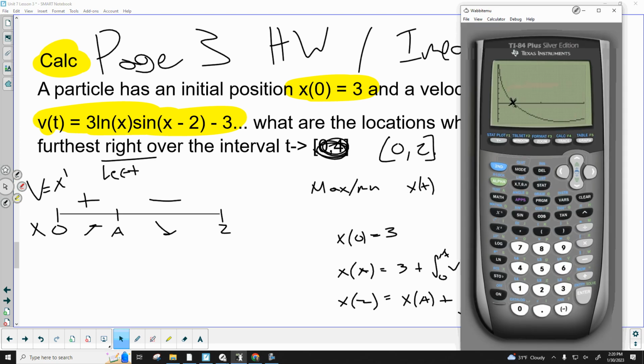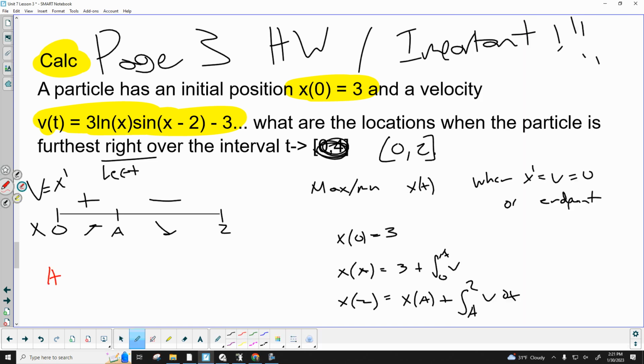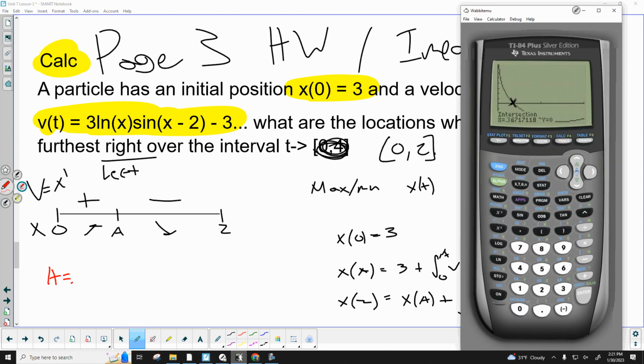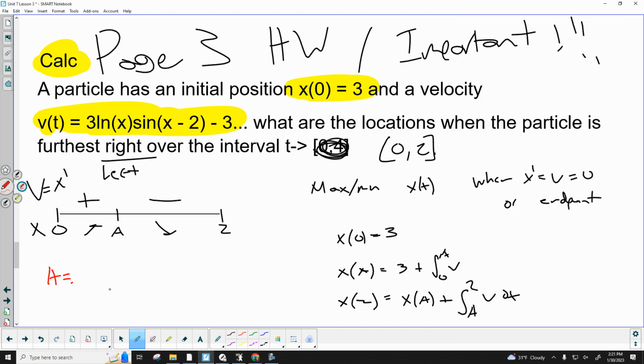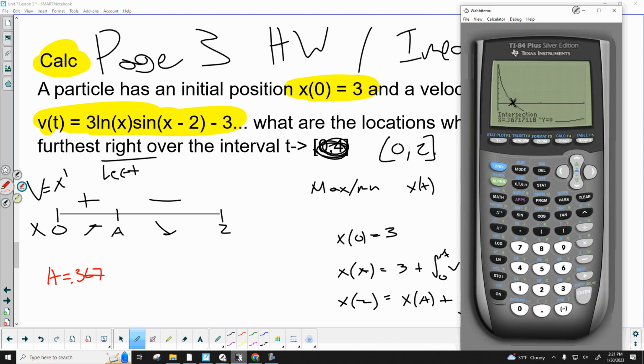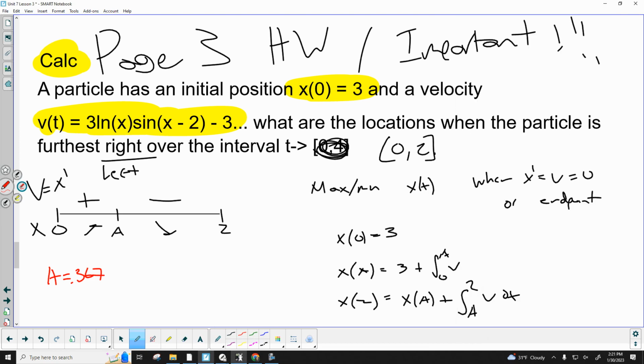We need to find this intersection. Mr. Messer always likes to have y equals 0 graphs in the background. That way, we can just use second calc intersect rather than finding a 0. We good? We find a's value is 0.367. I probably write down the entire value since I need to use it. 17118.